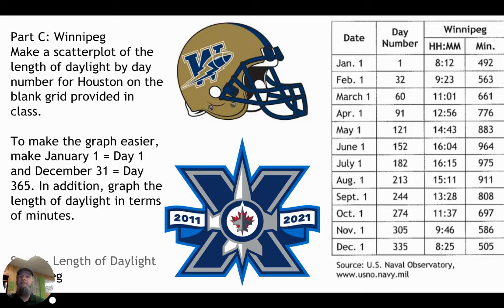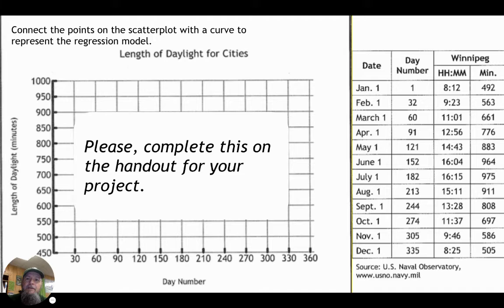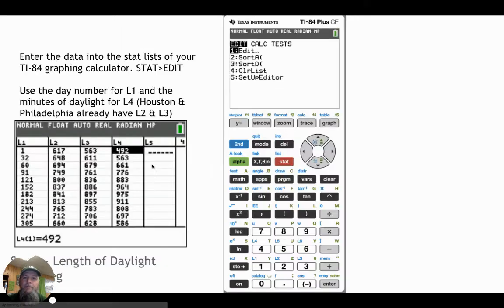So let's get right into it. Part C, Winnipeg. Let's make a scatter plot of length of daylight by number for Houston on the blank grid provided in class. I'm not going to go into this like I did the other ones. I want you to do this in class as part of your project. Do the scatter plot right over the top of the scatter plot for Houston and Philadelphia. We'll go into some detail about how to do sinusoidal regression on the calculator today, and that's the majority of this lesson. Like I said, you want to connect the scatter plot points. This is something you're going to complete on the handout for your project.